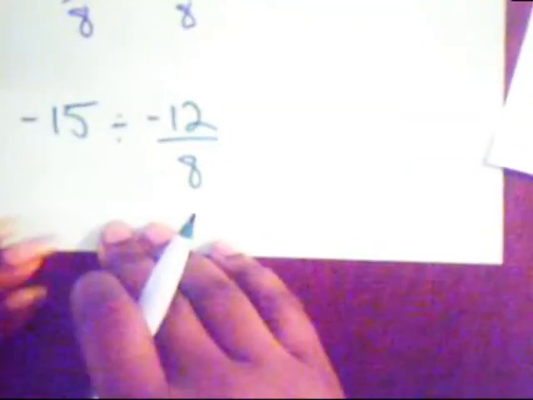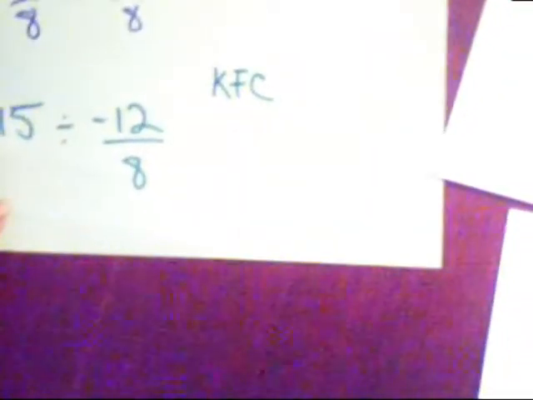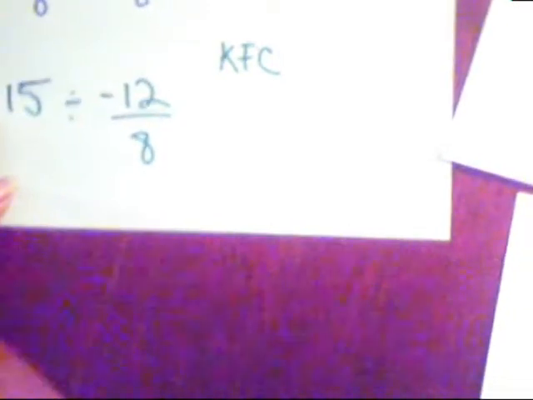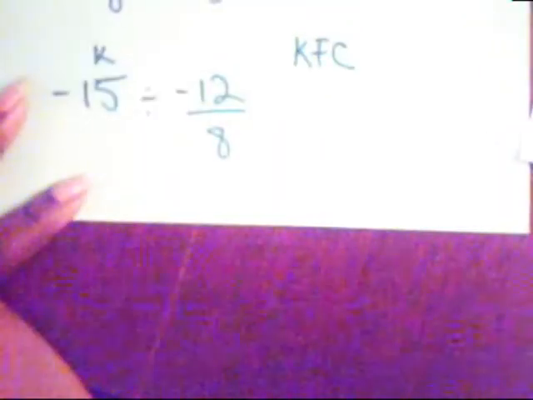So guys, do you remember how to take a fraction or two fractions or a whole number and a fraction and divide them? You guys remember KFC? Not the chicken, but keep, flip, change. Okay? The K in KFC you do to the first term. The F means that you take it and flip it, and then the C means that you would change this.